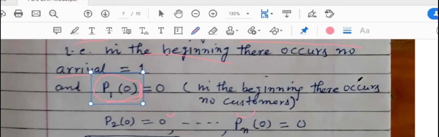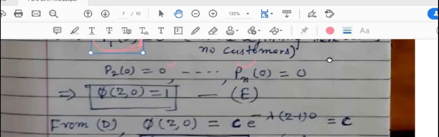In this way, we have got the probability of zero arrivals as 1, and the probability of one arrival, two arrivals, and several arrivals in zero time comes out to be 0. In this way, φ(z,0) is going to be 1 at t equal to 0.